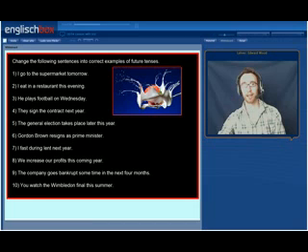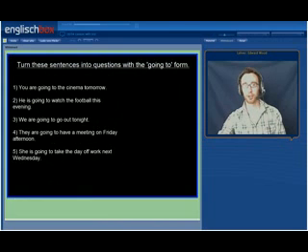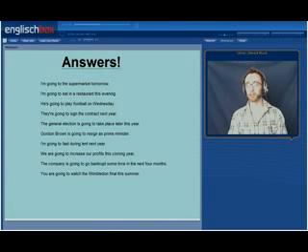Okay, so looking at the answers now, you should have number 1, I'm going to go to the supermarket tomorrow. Number 2, I'm going to eat in a restaurant this evening. Number 3, he's going to play football on Wednesday. Number 4, they're going to sign the contract next year. Number 5, the general election is going to take place this year.